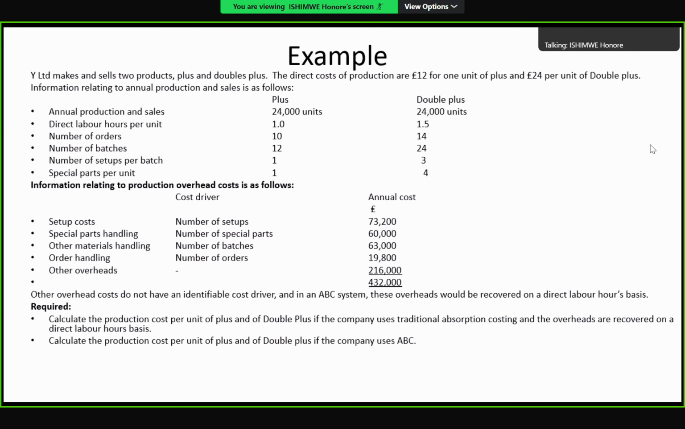Now here we have an example. Before we go to this example, after this example we will look at a past paper, but before we go to this example, let me also talk about absorption costing.